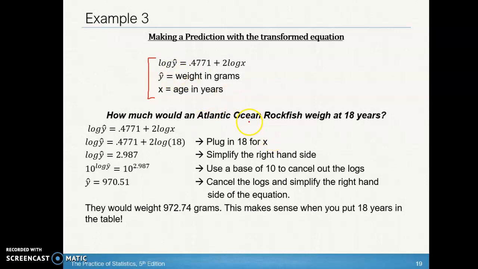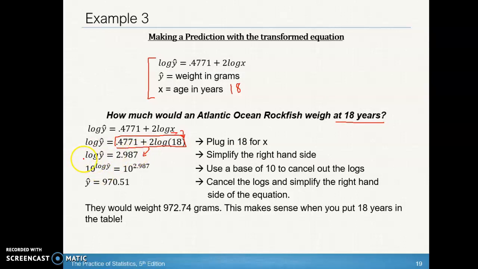How much would an Atlantic Ocean rockfish weigh at 18 years? So notice here we have our X is our age in years, so we're going to plug in 18 for X. All right, so we have our original equation, we took X, plugged in 18, literally type this side into your calculator. Once you do that, you get this.